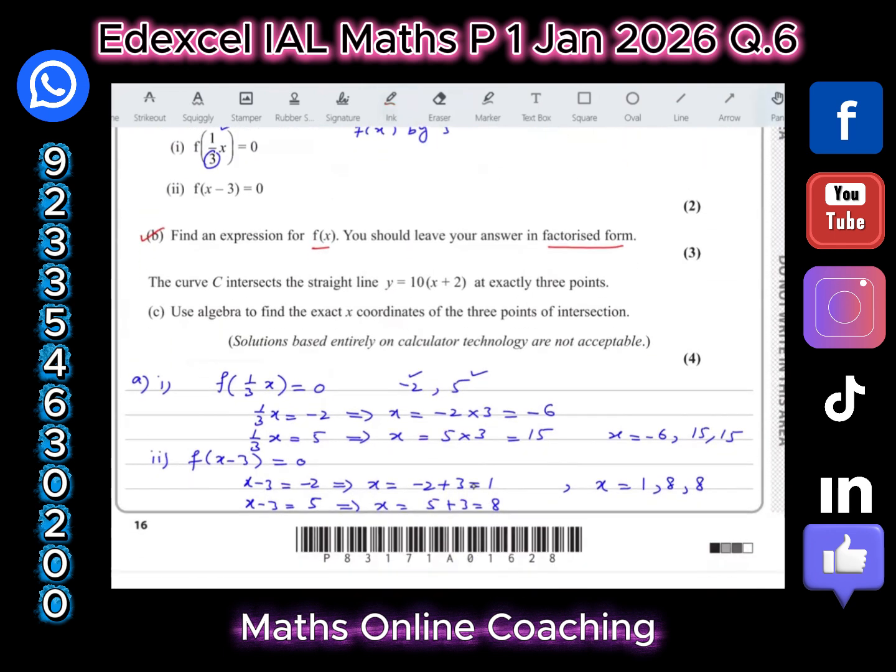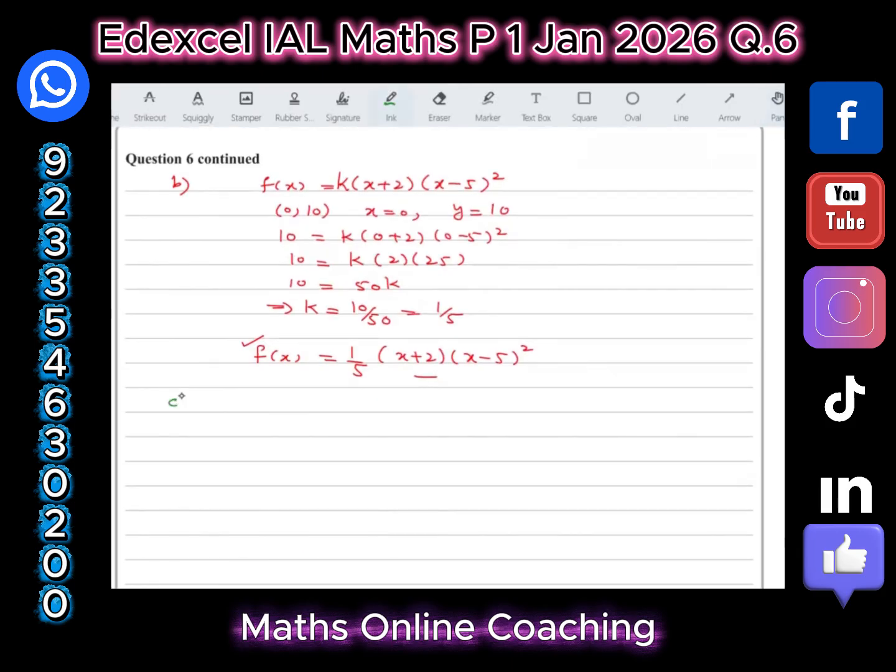Now look at part C. Use algebra to find the exact x coordinates of the 3 points of intersection for the line y is equal to 10(x + 2), which cuts the curve C at exactly 3 points. Here is the equation of the line y is equal to 10 times (x + 2), which cuts the curve C at 3 points. We have to calculate the x coordinates of these 3 points of intersection.